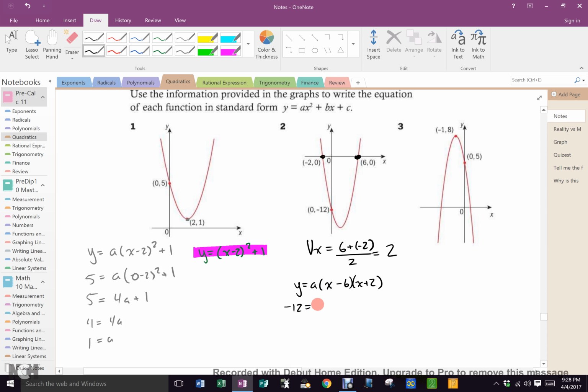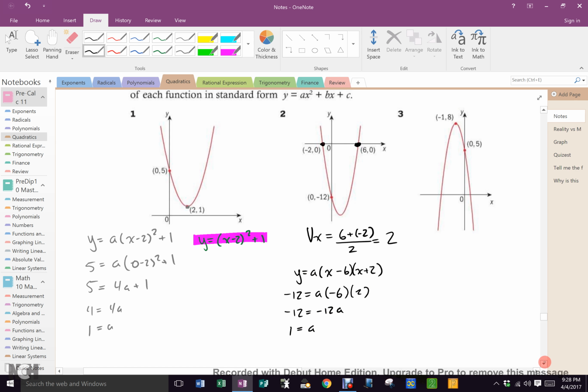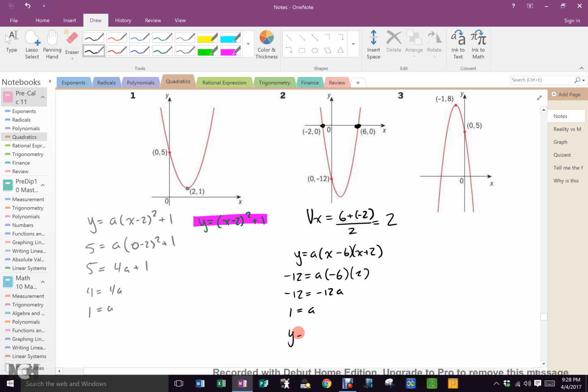Negative 12 equals a(0 minus 6), which is negative 6, and (0 plus 2), which is 2. So negative 12 equals negative 12a. So a equals 1. So again, I've got it set. Since a is 1, this is y equals (x minus 6)(x plus 2). Done.